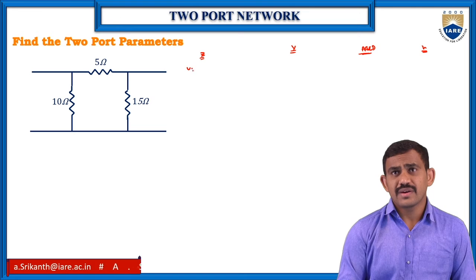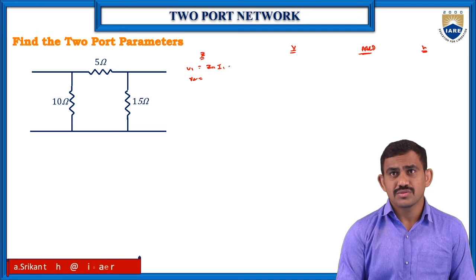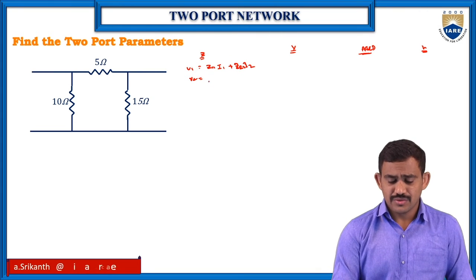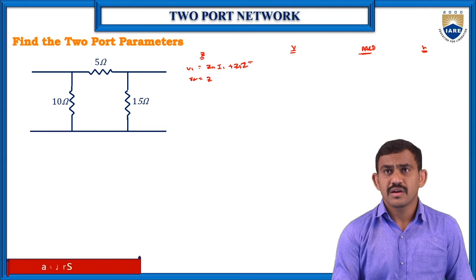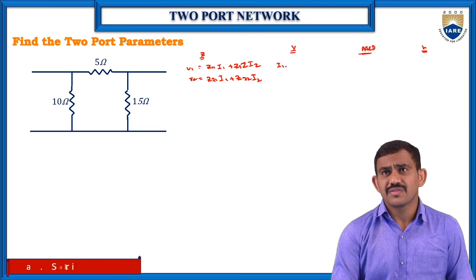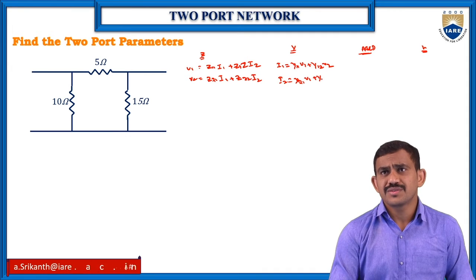So this is V1 and V2 in the form of Z11. Don't forget the values. If you forget the values, you can't get the answer. V1 equals Z11 I1 plus Z12 I2, and V2 equals Z21 I1 plus Z22 I2. Same, we have Y parameters, the reverse of impedance parameters. So I1 equals Y11 V1 plus Y12 V2, and I2 equals Y21 V1 plus Y22 V2.